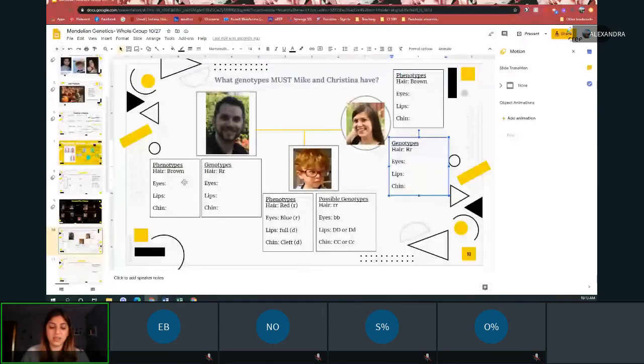So even though they do have brown eyes, that must mean that they have a small b in order for them to have a son with blue eyes, right?